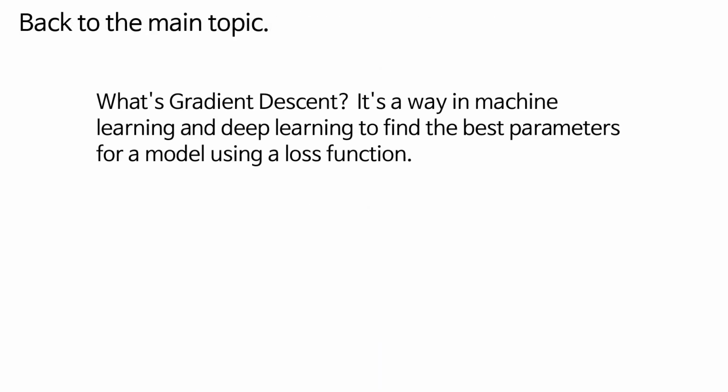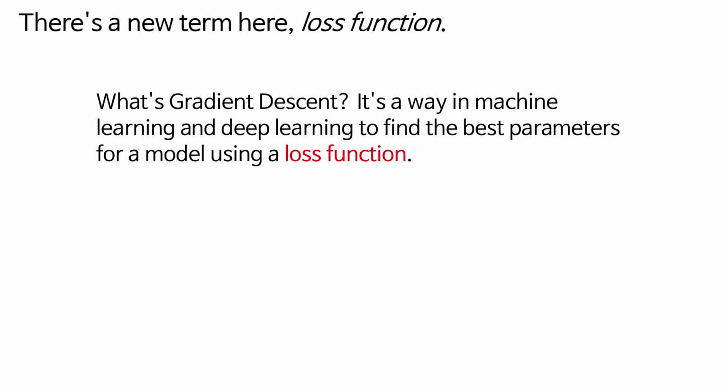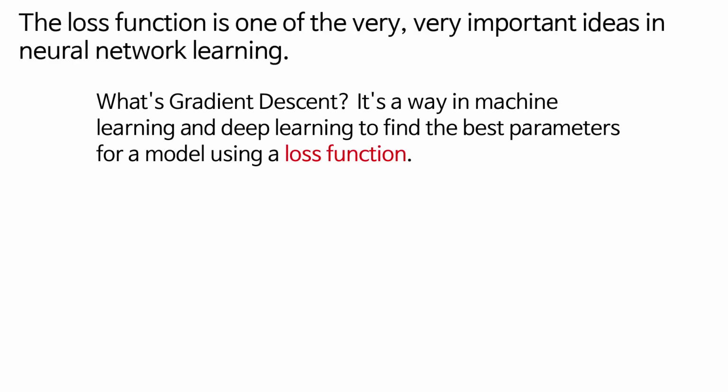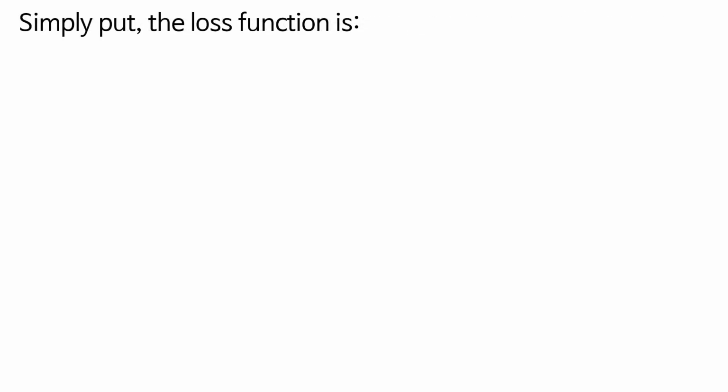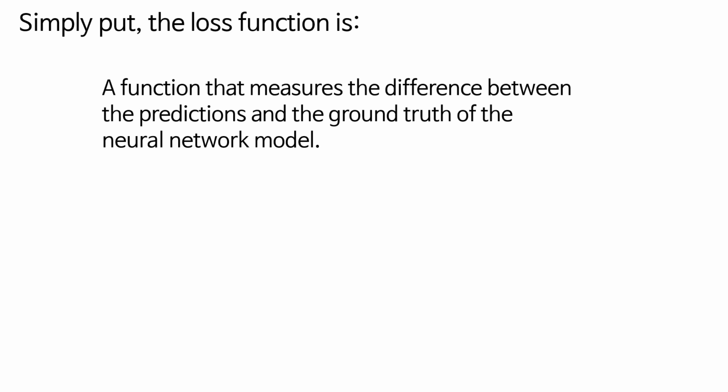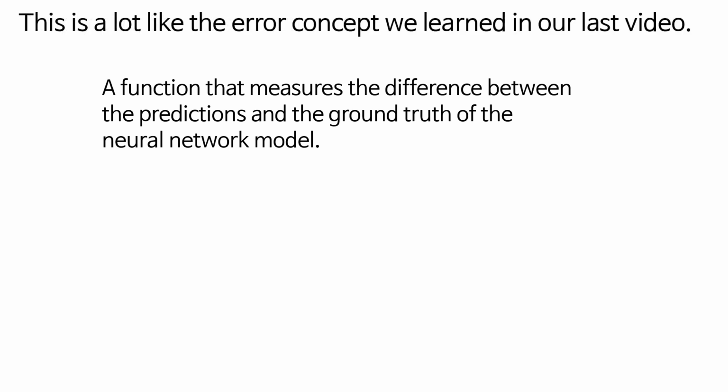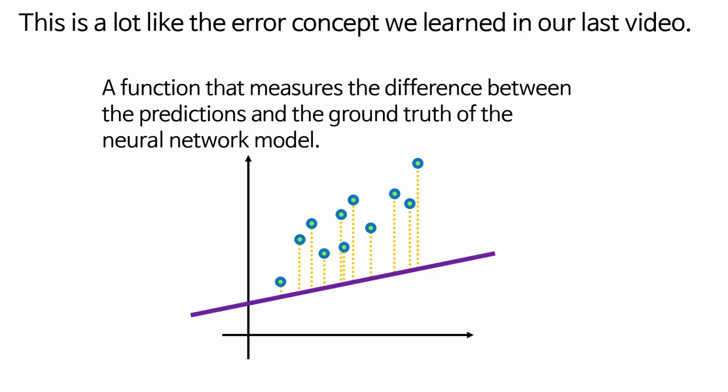Back to the main topic. There's a new term here, loss function. The loss function is one of the very, very important ideas in neural network learning. Simply put, the loss function is a function that measures the difference between the predictions and the ground truth of the neural network model. This is a lot like the error concept we learned in our last video.